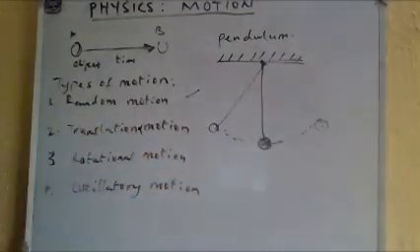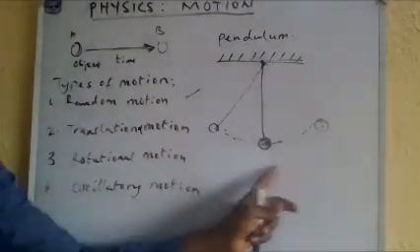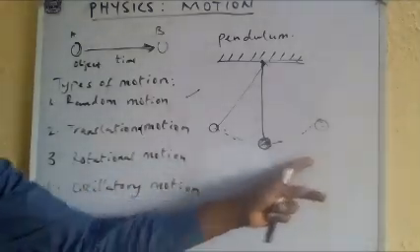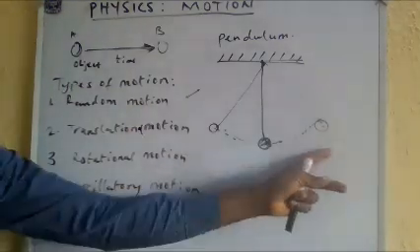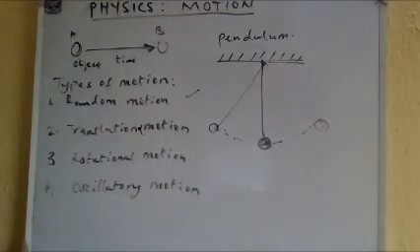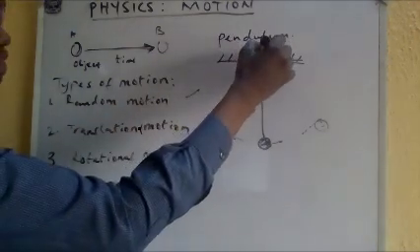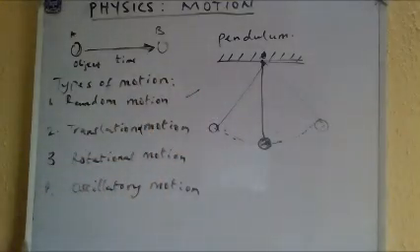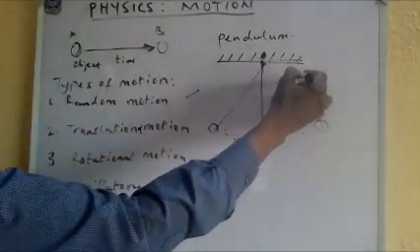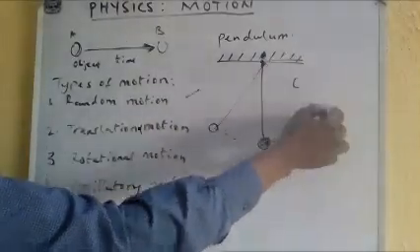So the periodic movement from this point to this point, and from this point to this point, is known as the oscillatory motion. So it oscillates about this point. At this time, you know that this is the length of the pendulum, and this is the angular displacement.